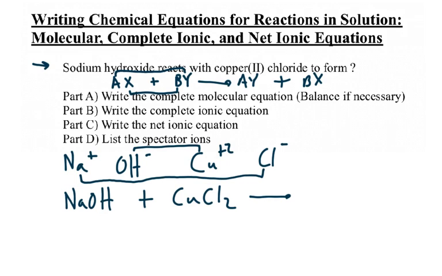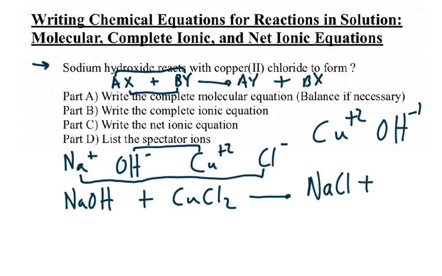So now I'm going to crisscross Na and Cl. Since one is +1 and the other one's -1, I'm going to get NaCl. Now when I crisscross the other two, remember copper being the metal goes first. I'm going to crisscross it with hydroxide, and you need to put the hydroxide in parentheses and you get copper 2 hydroxide.